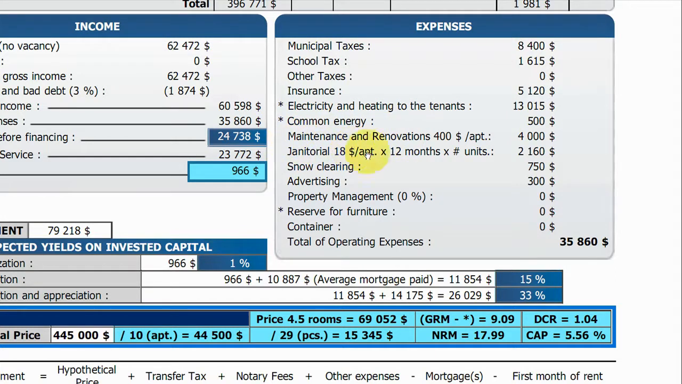Janitorial services. Managers pay janitors $15 to $20 per unit times 12 months, an average of $18. Snow removal, agreement with a contractor. Advertising, to lease vacant units. Property management. Reserve for furniture, furnished and semi-furnished units. Trash container rented from a company that offers garbage pickup.